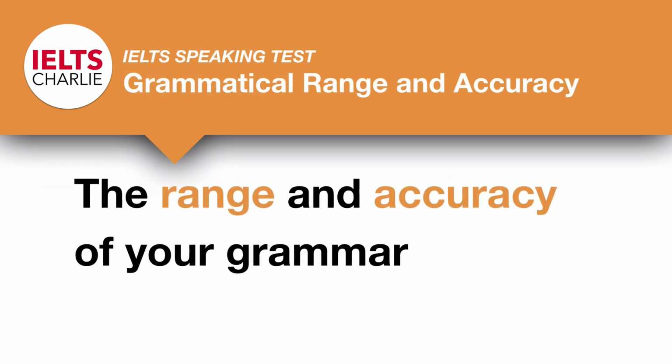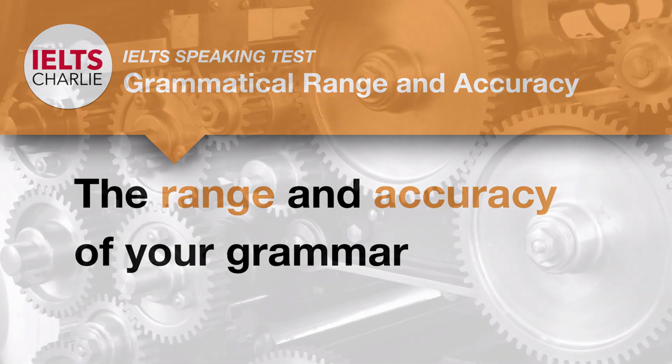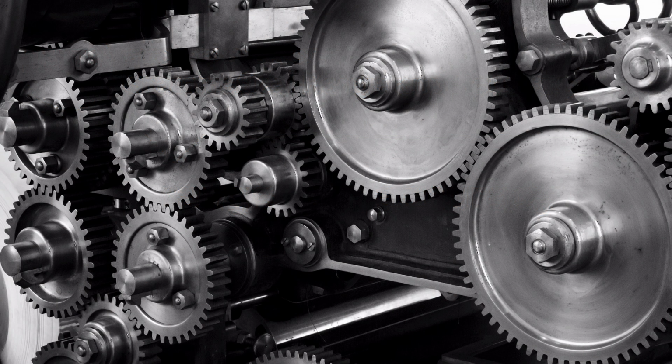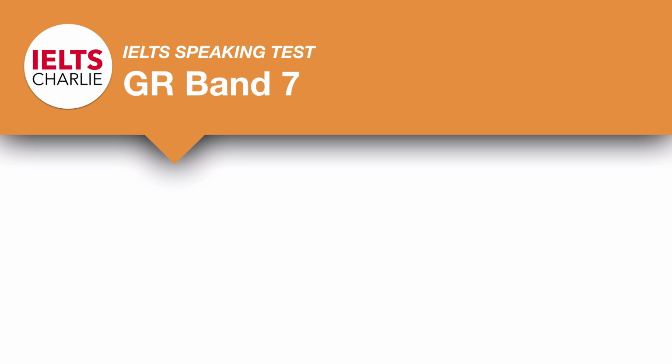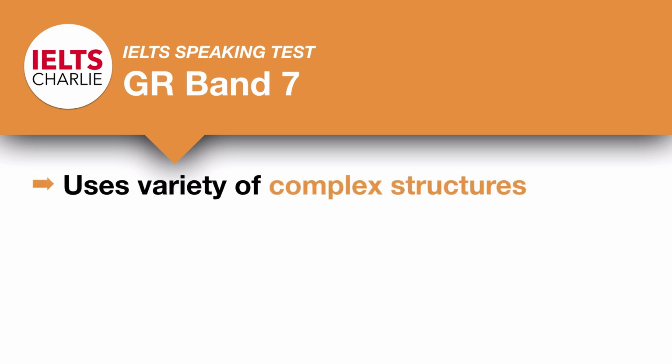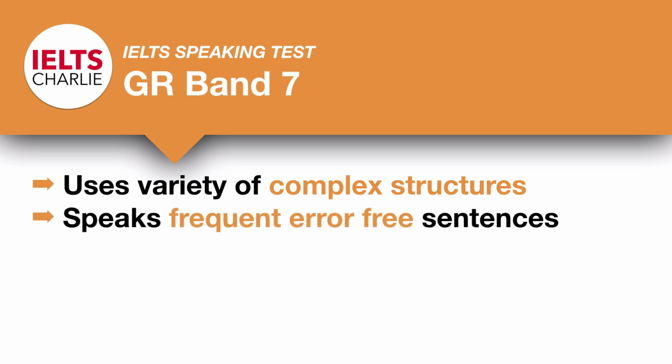Grammatical range and accuracy is the range and accuracy of your grammar, the nuts and bolts of the language. And to get a band 7, you need to use a variety of complex structures. For example, conditional sentences, if, would, conditionals, relative clauses. And you should speak frequent error-free sentences. You can make some grammatical mistakes, that's okay, but your error-free sentences should be frequent, should be most of the time.